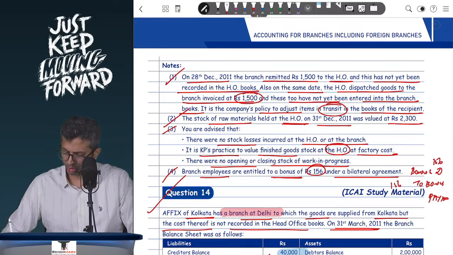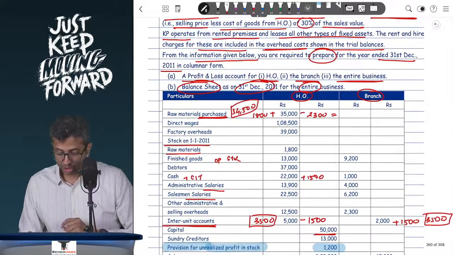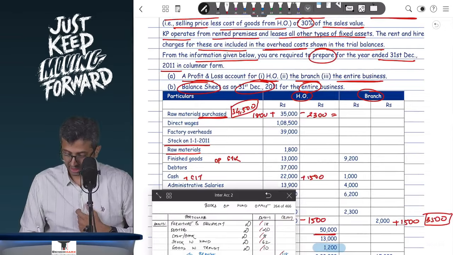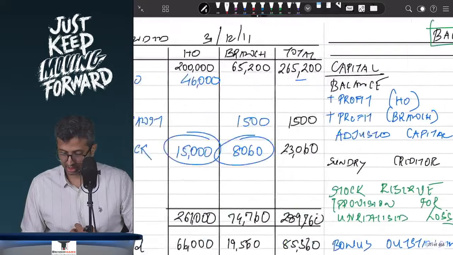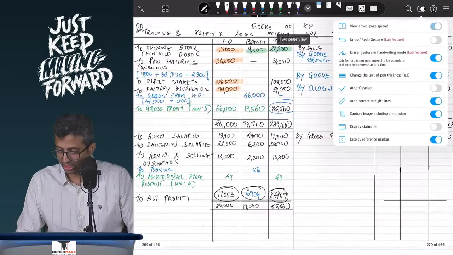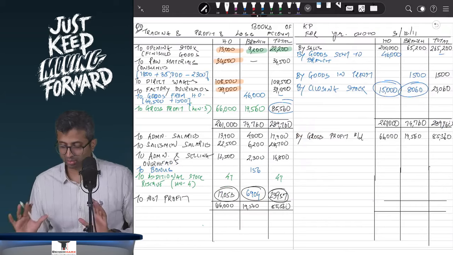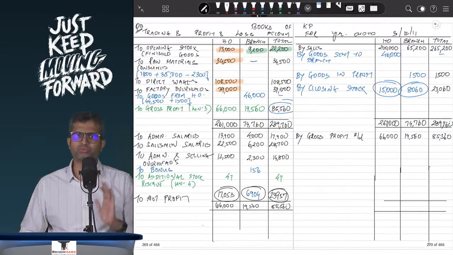Now once you do that, this is like your normal final account, just to be prepared in a columnar form. So when you do this, let me just do this in a slightly more expanded two-page form. So this is question number 13. For KB, you have the trading and profit and loss account, and then on the next page, you have the balance sheet. Again, both of these are given in the columnar form.